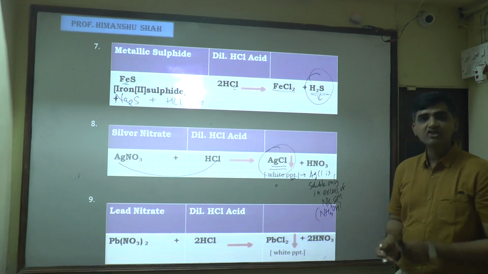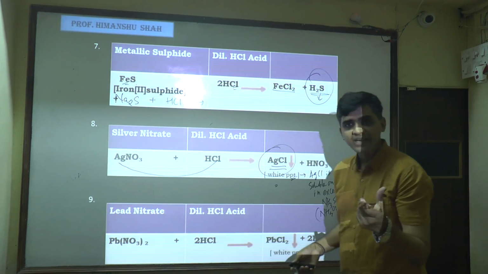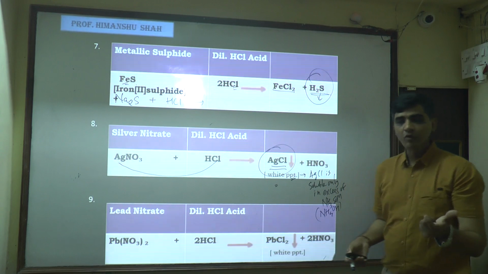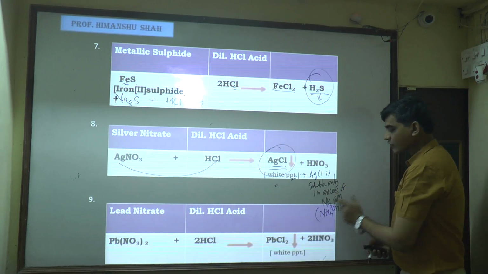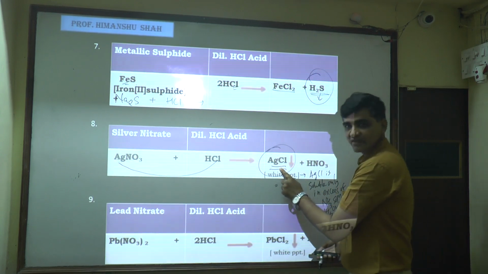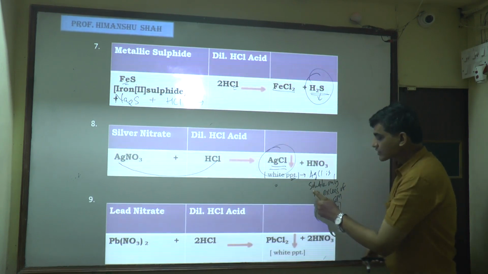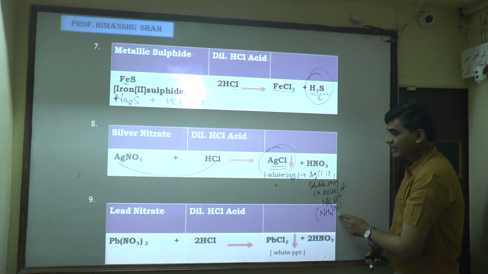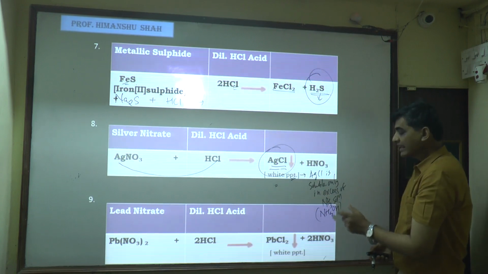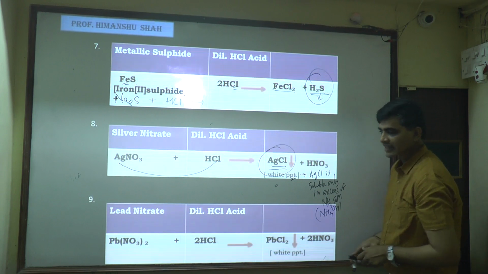So again, favorite question of the examiner: name a chloride which is insoluble in cold water but soluble in excess of ammonia solution. Your answer will be silver chloride. Or you can be asked, name a chloride which is soluble in excess of ammonium hydroxide. Silver chloride is soluble only in ammonium hydroxide.